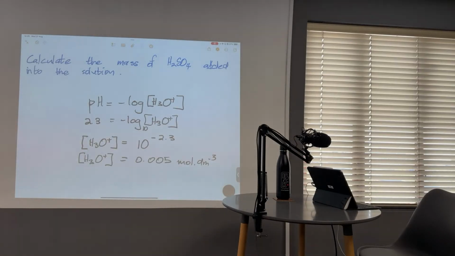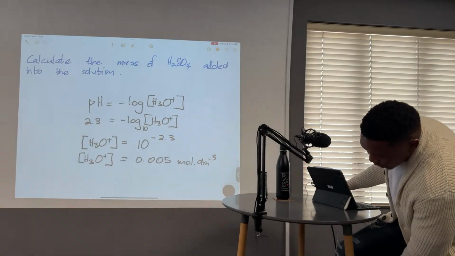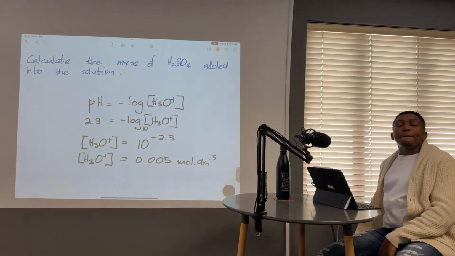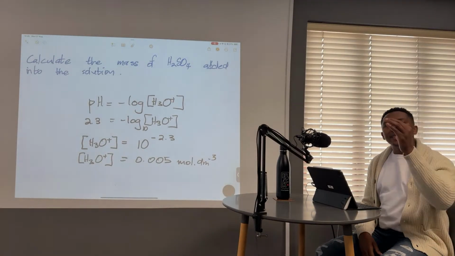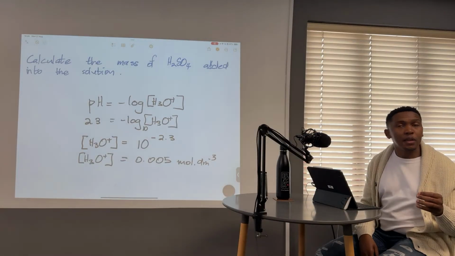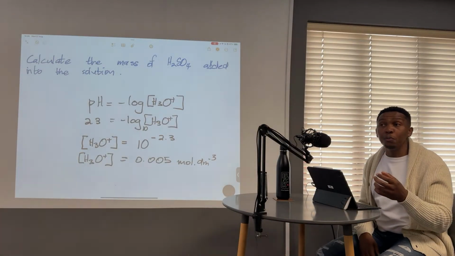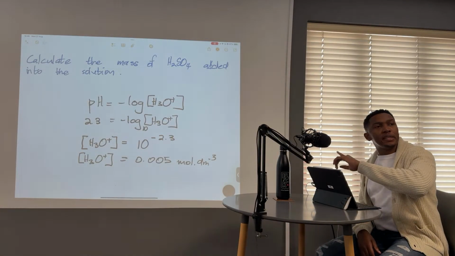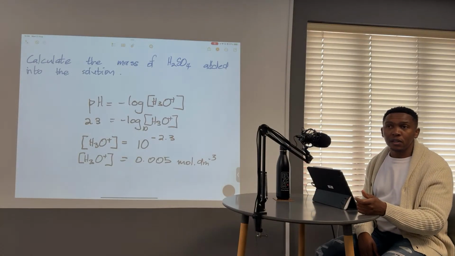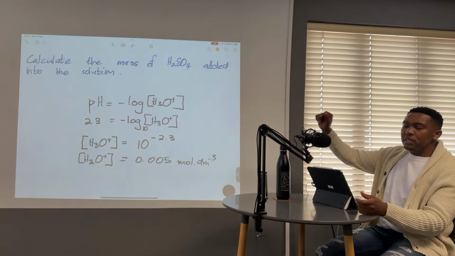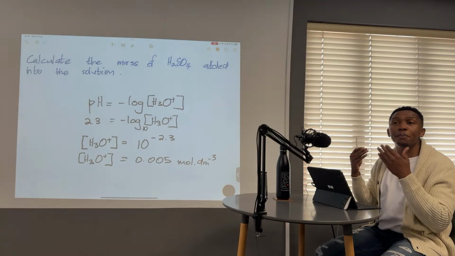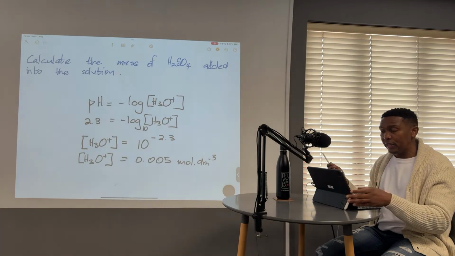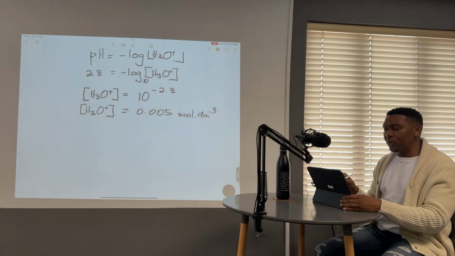All right, let's get to it, guys. So please don't forget, guys. Whenever we look at these kinds of questions, what is our underlying assumption? We assume that we have complete ionization, right? Which means that sulfuric acid is going to ionize completely. All right? So let's quickly have a look at it.